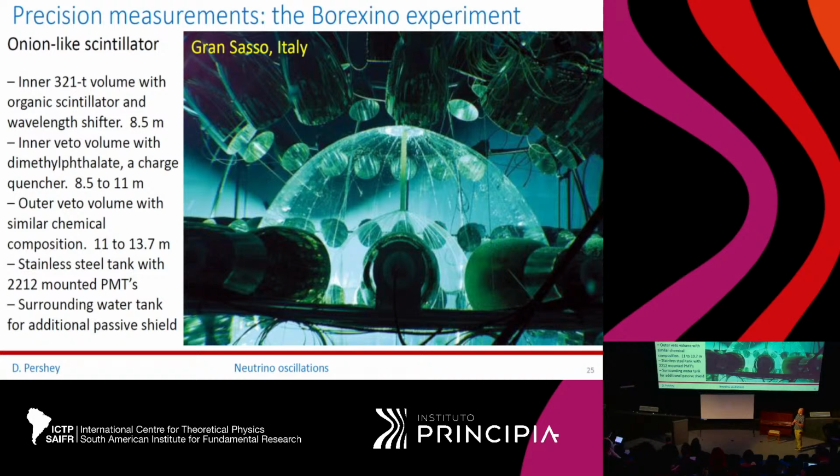Borexino has two. In the interior volume you have a liquid scintillator. Out in the middle volume, you have mineral oil with a light quencher, dimethyl phthalate, so any light produced in that volume gets eaten up. And then out here you again have just some mineral oil, which is radioactively inert but should not give you a lot of light. Then you have about 2,000 or so PMTs mounted on the surface here, and an additional surrounding water tank for vetoing.